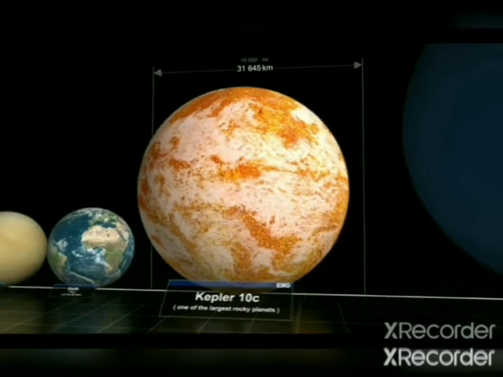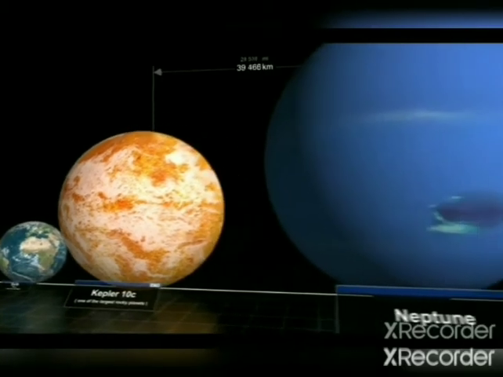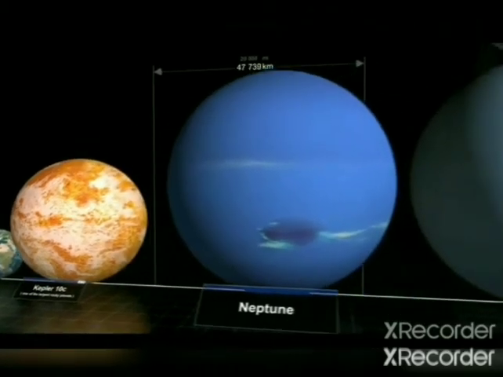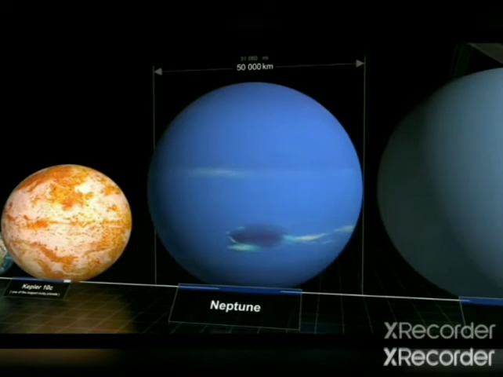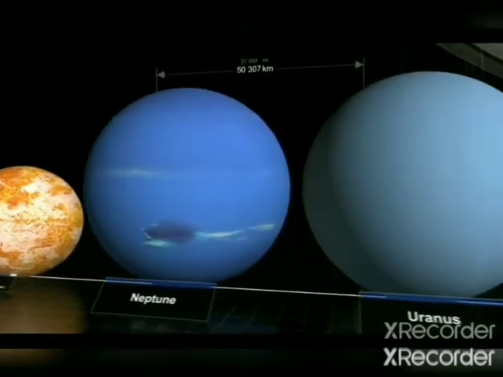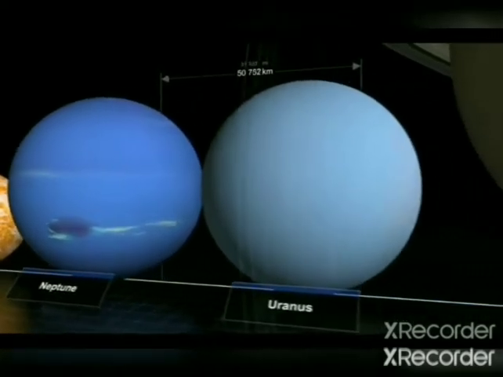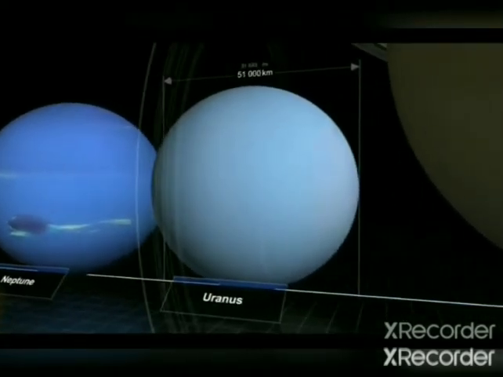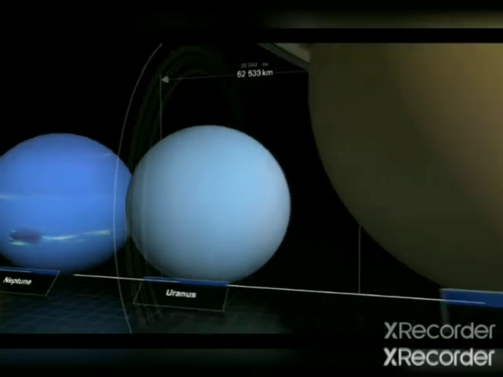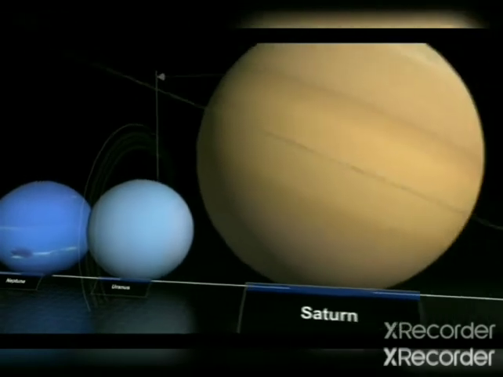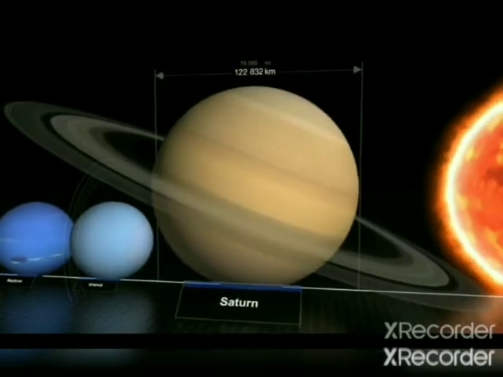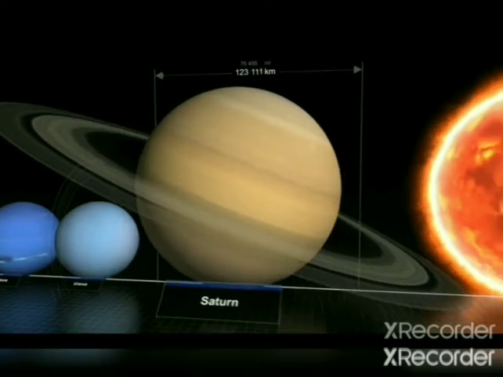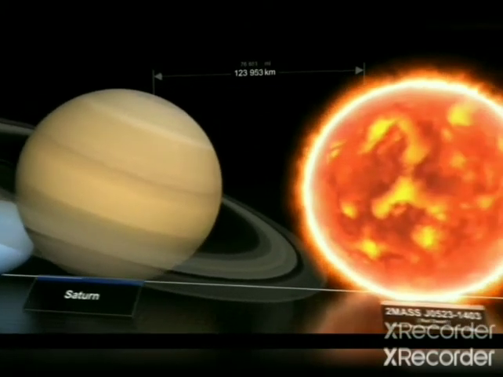Then the planet bigger than Kepler is actually Neptune, whose diameter comes out to be near about 50,000 km. Then the planet bigger than Neptune is Uranus, whose diameter is around 51,000 km. Then the thing bigger than Uranus is Saturn, whose diameter is around 1,23,000 km.